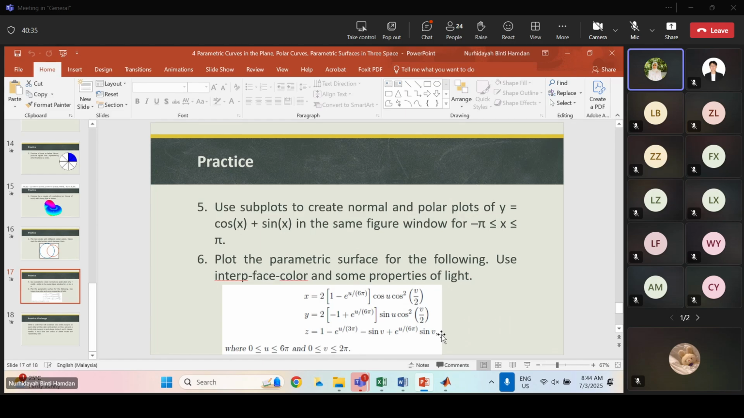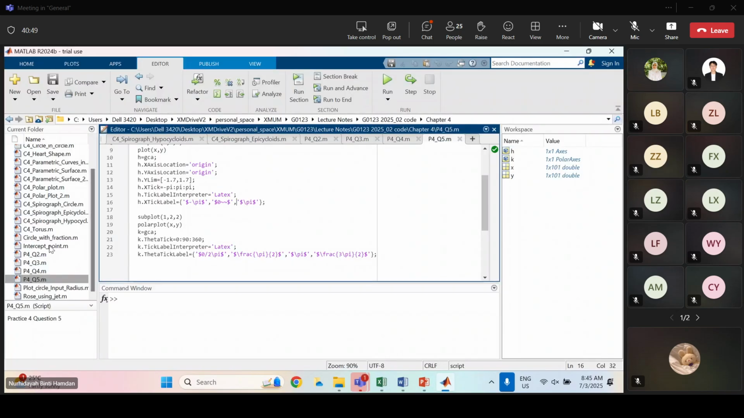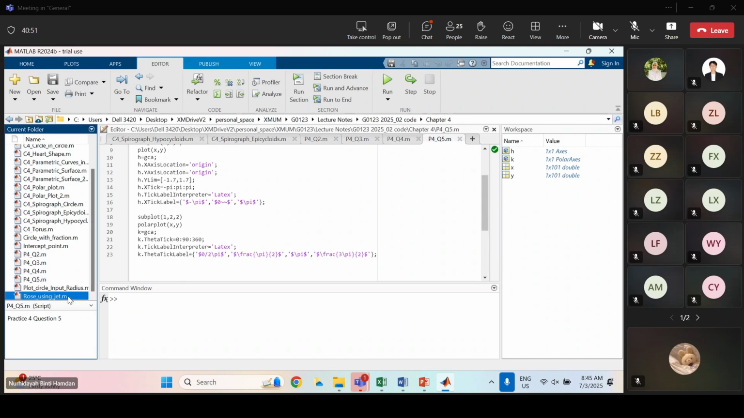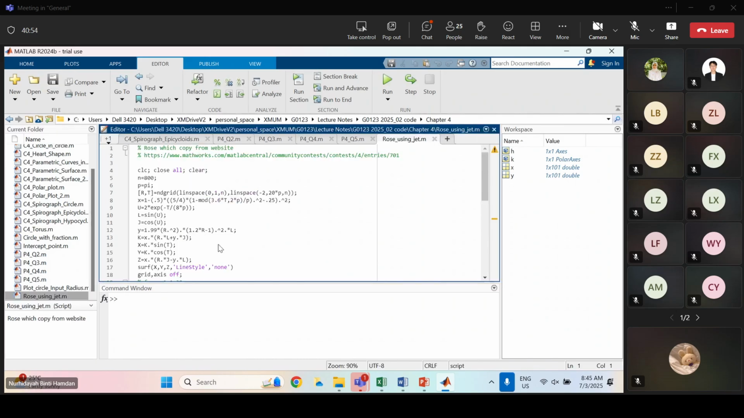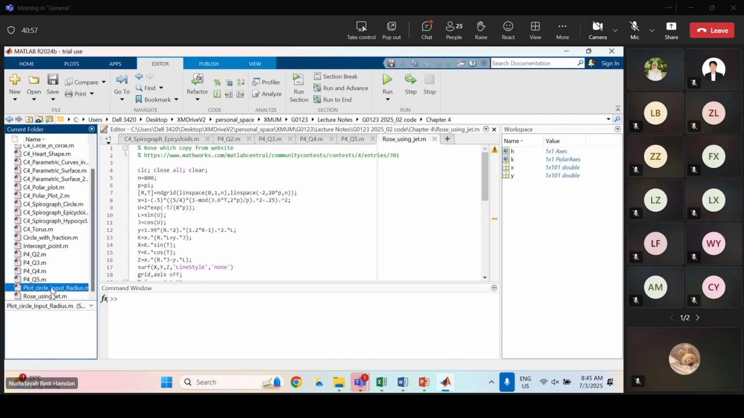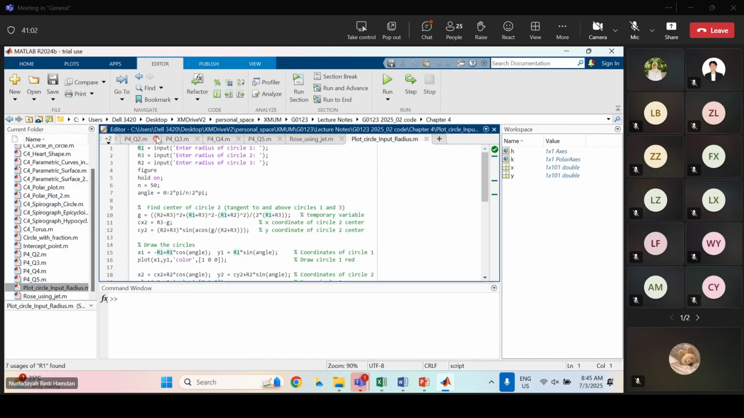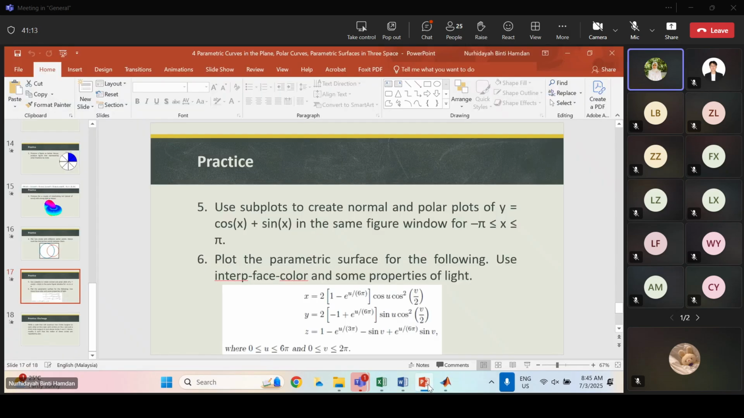But for the color you have to use interpolation phase color. Then you adjust the brightness. I think number 6 here you also can do it, but let me see. Okay, it's okay. Later I will share the code in Moodle.